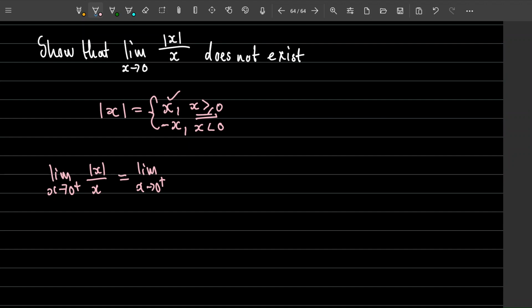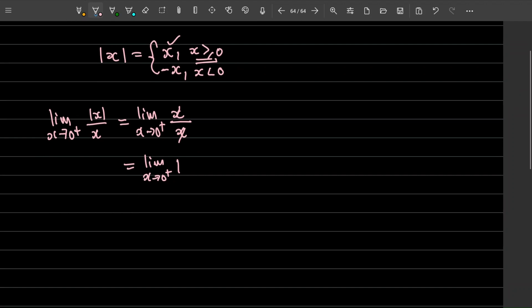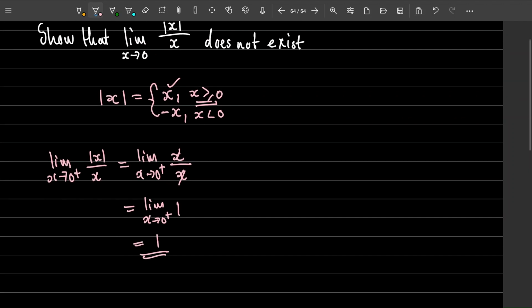The limit as x approaches 0 from the right of x over x is equal to the limit as x approaches 0 from the right of 1, because the x's cancel, right? You get 1. The answer will be 1. The limit of a constant is that number.